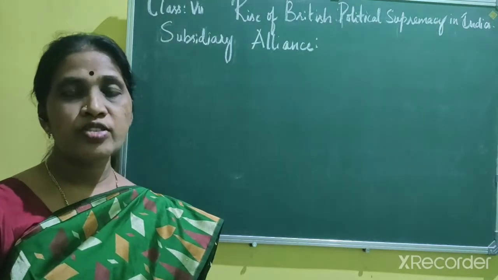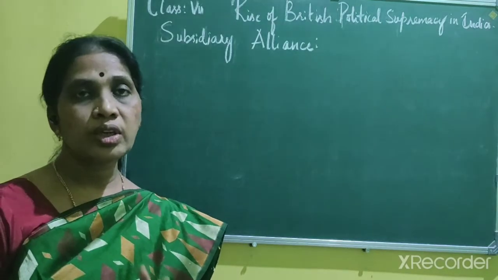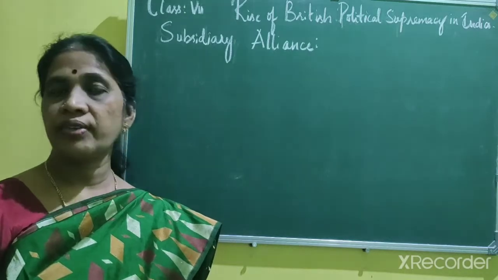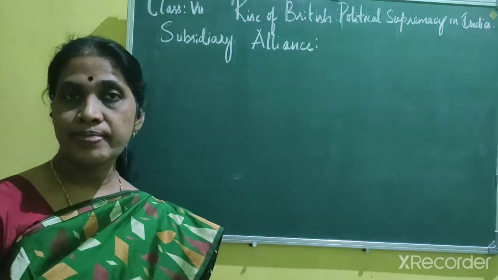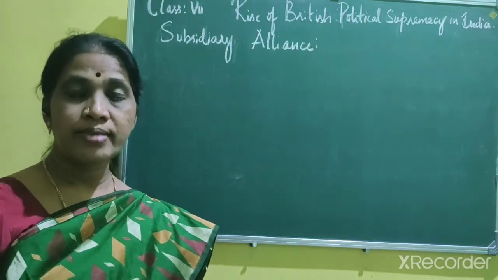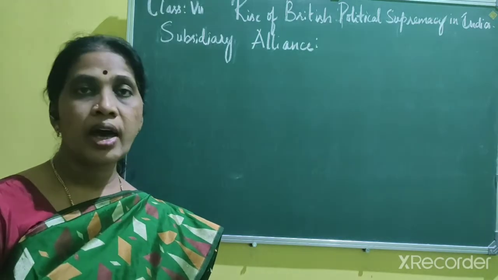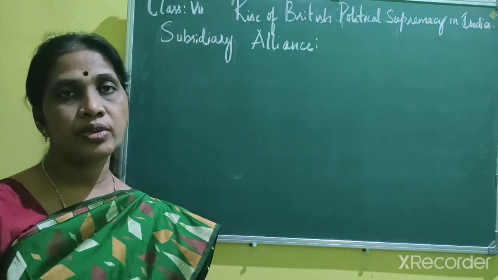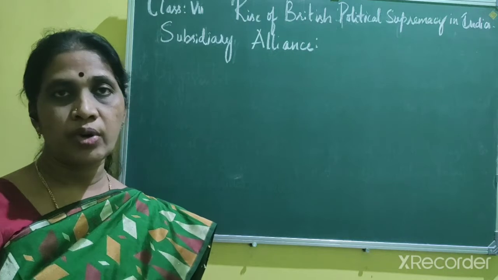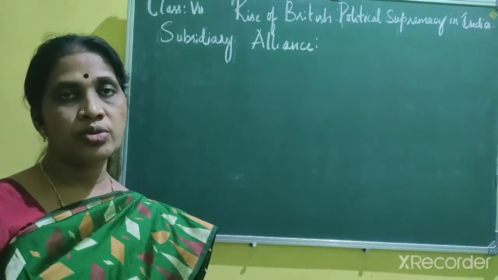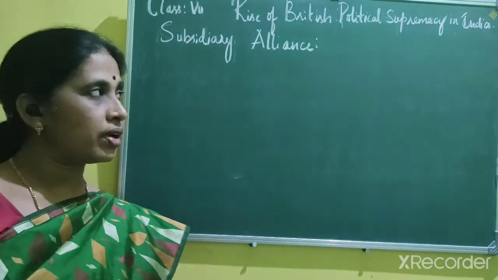So today in this class we are going to study two important policies that the British introduced in order to expand their power in India. That is, the subsidiary alliance and the doctrine of lapse. These are the two important policies the British introduced in order to expand their power.